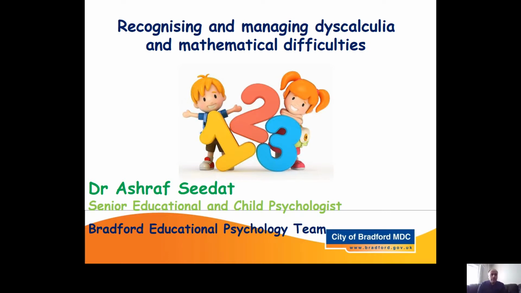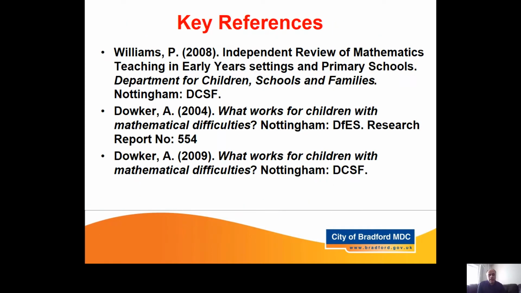Some of the key references we'll be using in this presentation are the Williams Review of Primary School Mathematics, the Dowker Review of What Works for Children with Mathematical Difficulties, and the follow-up Dowker review, What Works for Children with Mathematical Difficulties 5 years later. They're the key references, but other pieces of research on mathematical difficulties and dyscalculia are also included.